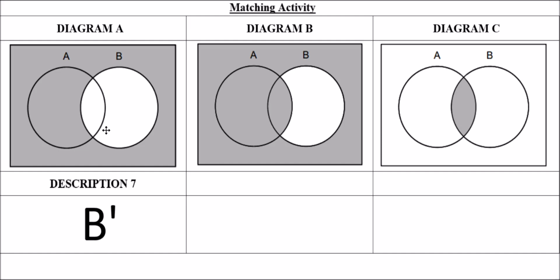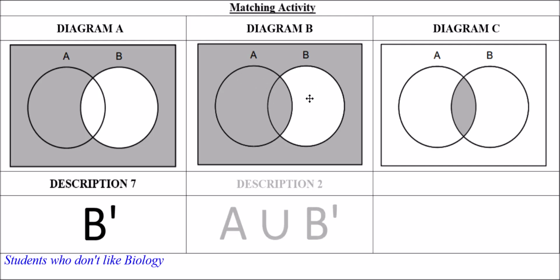In terms of the extension activity, if you got onto this, here's a worded description you may have wanted to write down. Just simply students who don't like biology. B would represent students that do like biology. The complement B dashed is simply students who don't like biology. Diagram B. We've got this shaded region here filled in and just a bit of B that isn't. Now this matches to A joined up with B dashed. It's the union of what A is joined up with what B isn't.